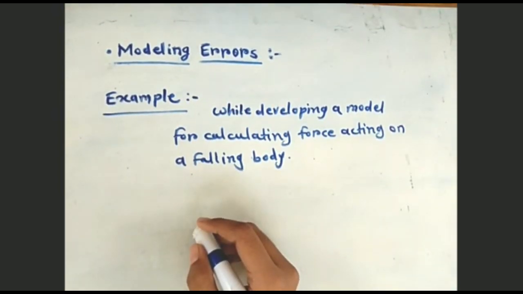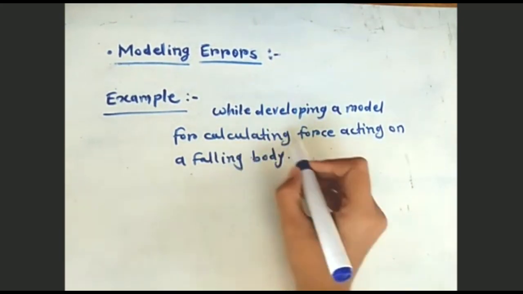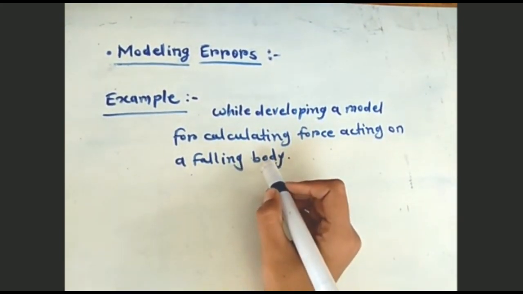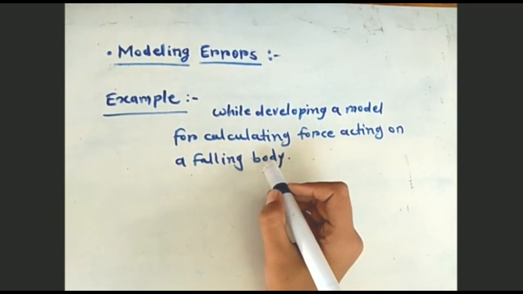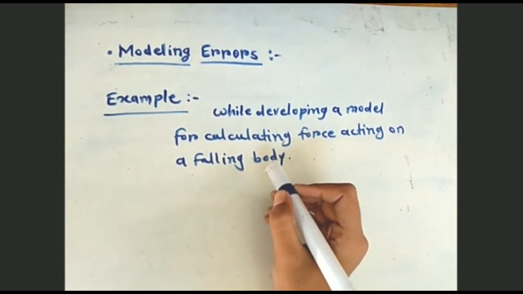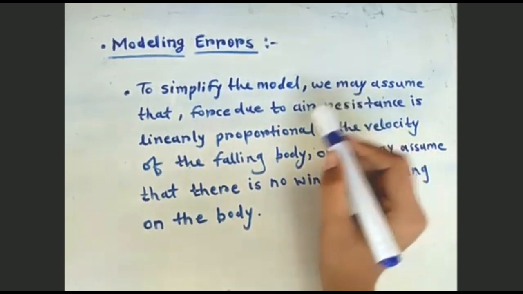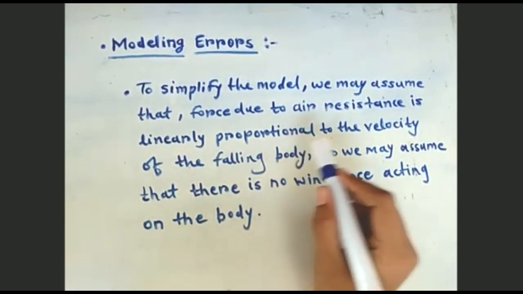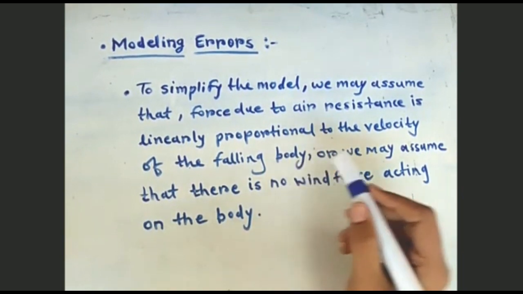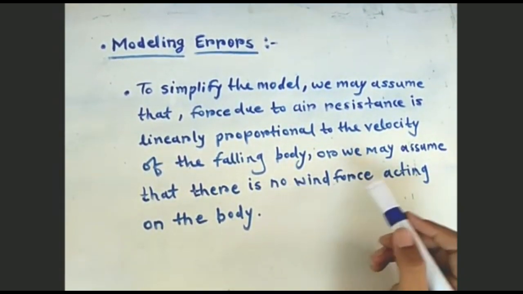In many situations, it is impractical or impossible to include all of the real problems, and therefore certain simplified assumptions are made. For example, while developing a model for calculating force acting on a falling body, we may not be able to estimate its resistance coefficient and determine the direction and magnitude of the wind force acting on the body, and so on. To simplify the model, we may assume that force due to air resistance is linearly proportional to the velocity of the falling body, or we may assume that there is no wind force acting on the body.